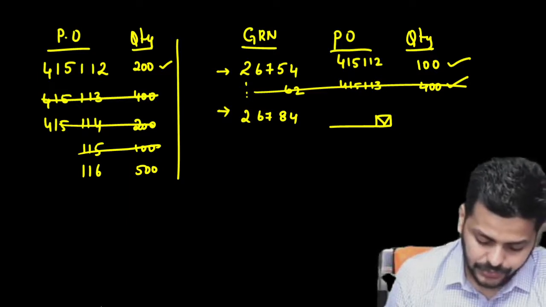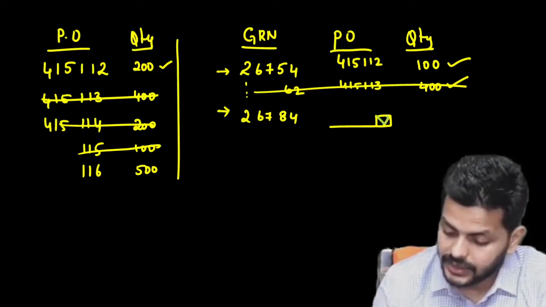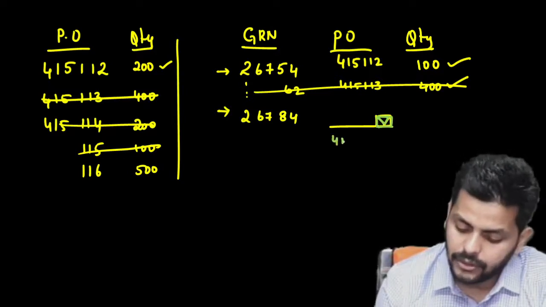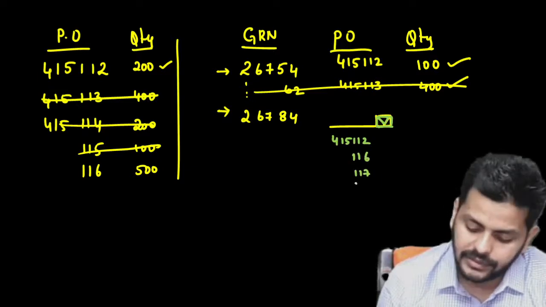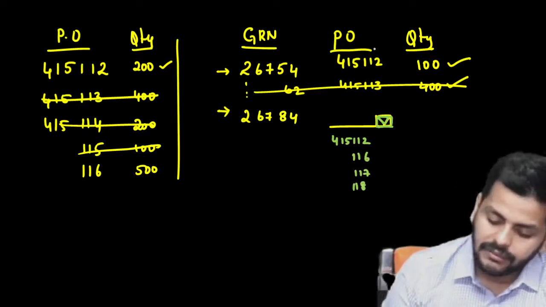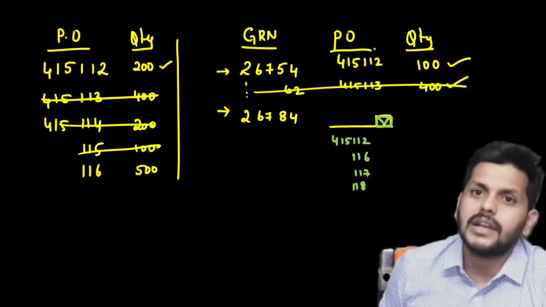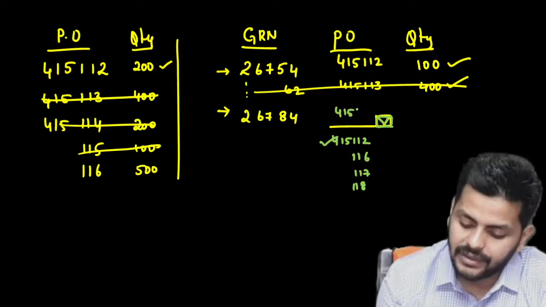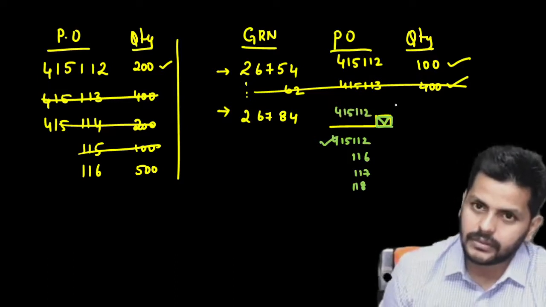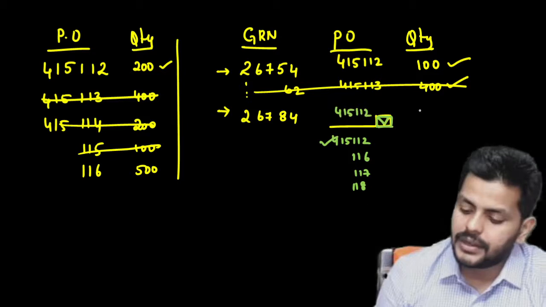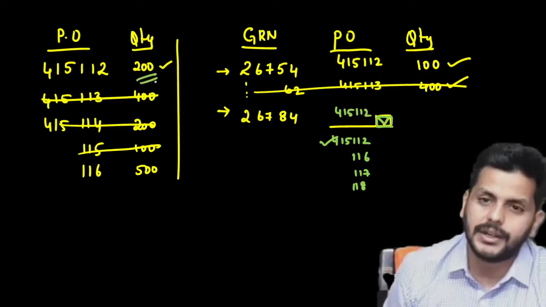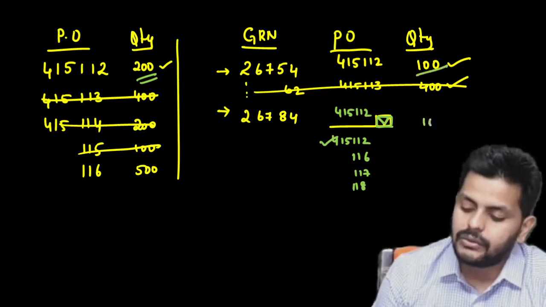You went and clicked this. Now tell me, the moment they click this, what all will come here? 415112, 116, and then 117, 118. Whatever open POs are yet to receive goods, they are there. So let's say we selected this 415112, and then you saw quantity. Will you be able to enter 200 here now? No, because the PO itself is for 200. Already you received 100. So the balance is 100.